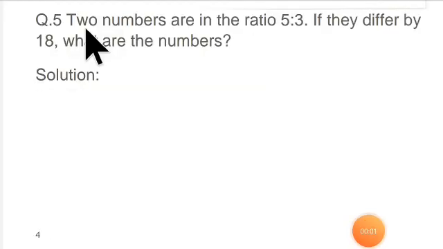Now let us see question number 5. Two numbers are in the ratio 5:3, that is 5:3.